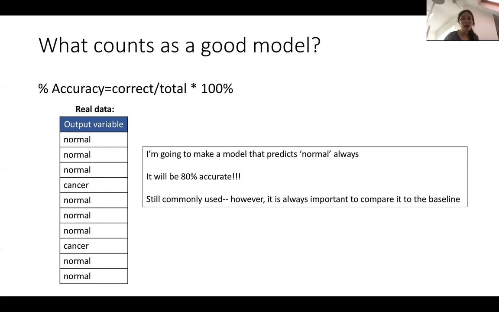Accuracy is still commonly used. However, I just use this as an example to illustrate how important it is to always compare accuracy to a proper baseline.